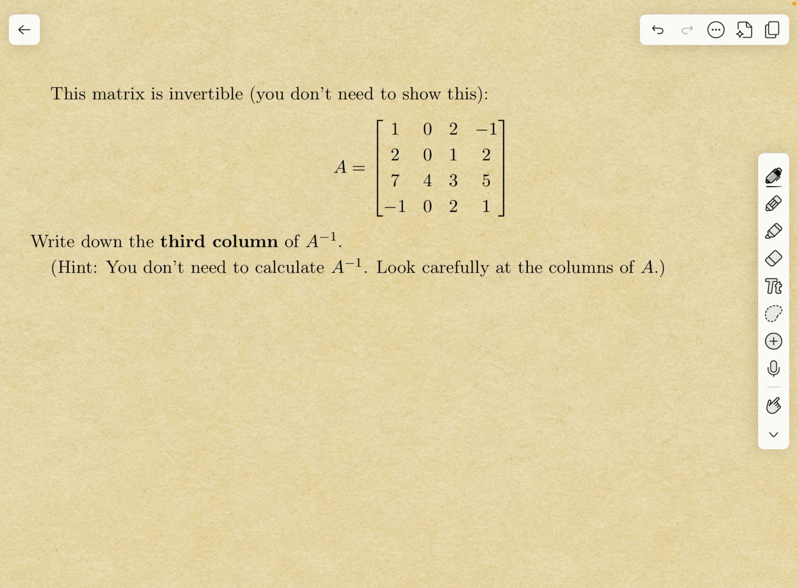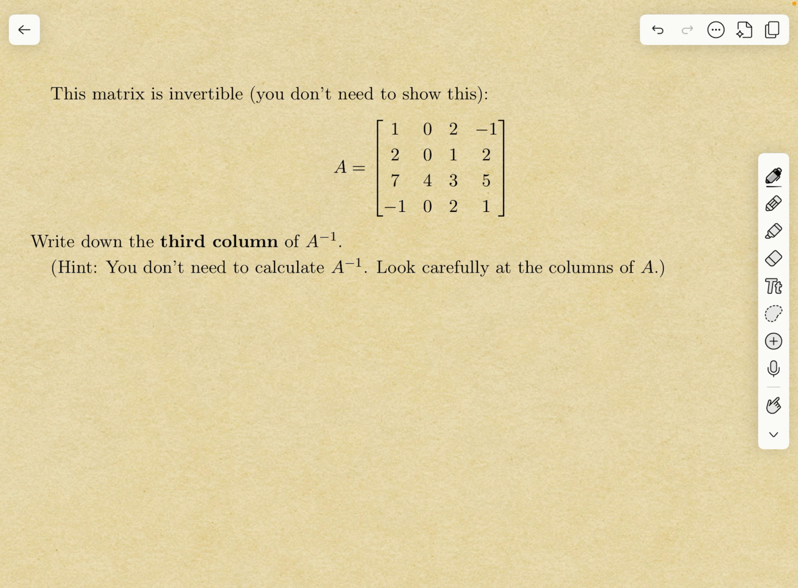And the question says, write down the third column of A inverse. And the hint is, you don't need to calculate A inverse. Look carefully at the columns of A. So take a few moments and try to figure it out, and then we'll discuss the answer.